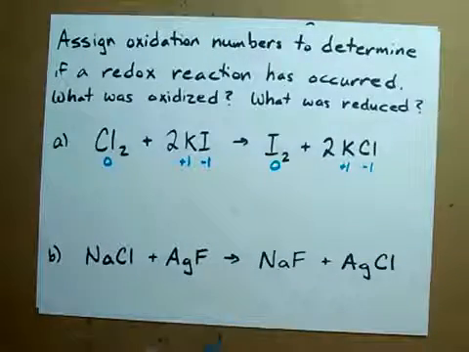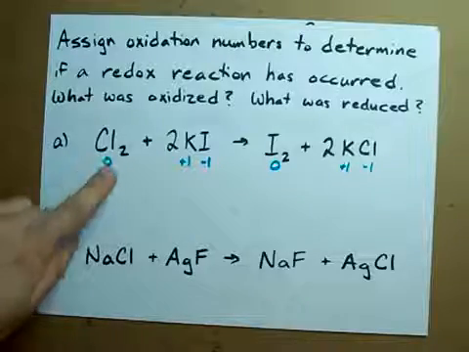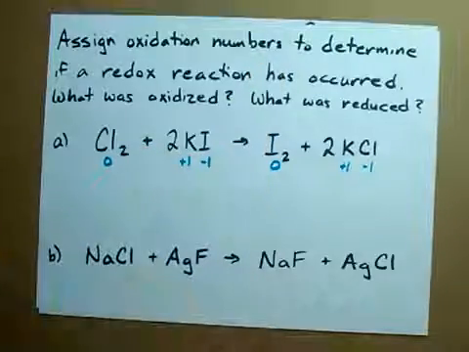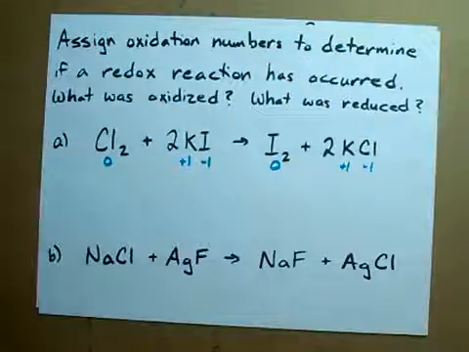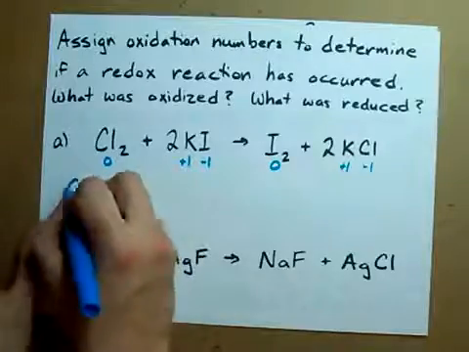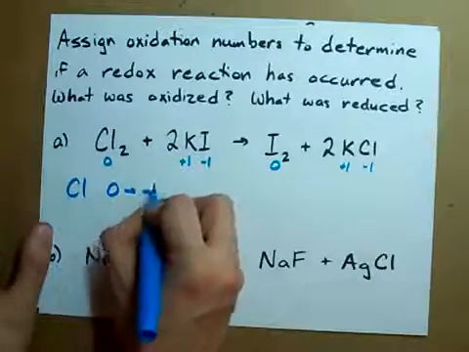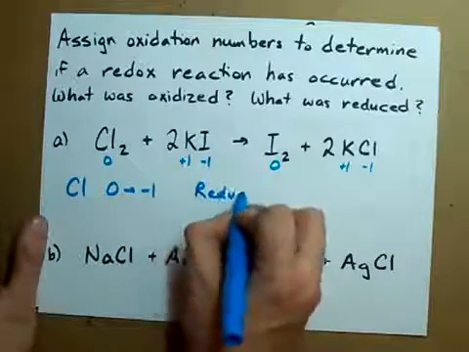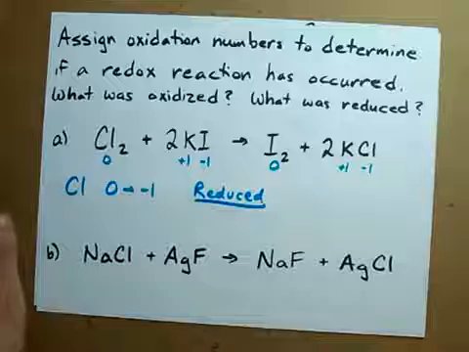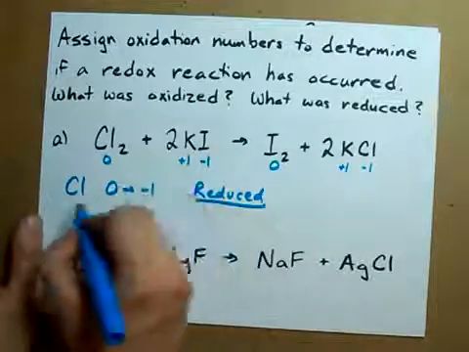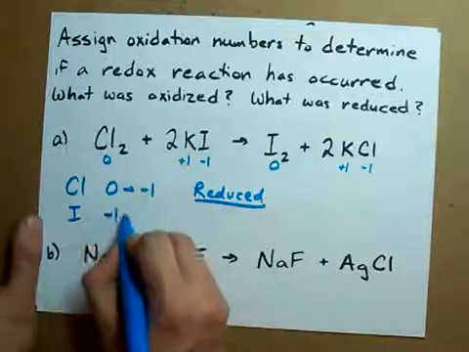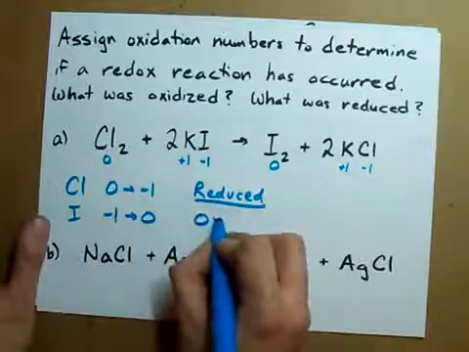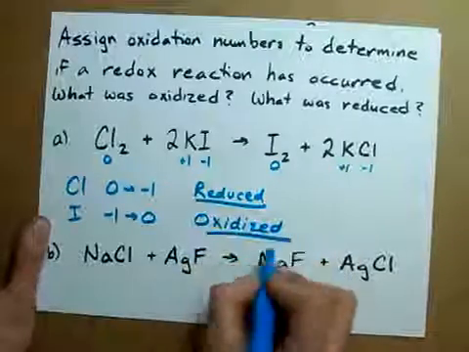So, any oxidation numbers change here? Chlorine went from 0 to -1. So oxidation numbers did change. So there was a redox reaction. Chlorine went from 0 to -1. That's a decrease. Chlorine was reduced. What else changed? Iodine, it looks like, went from -1 to 0. That's an increase. So this must have been oxidized.